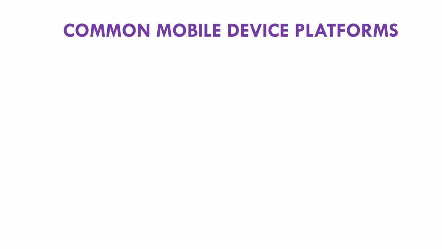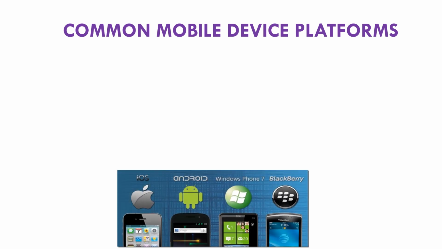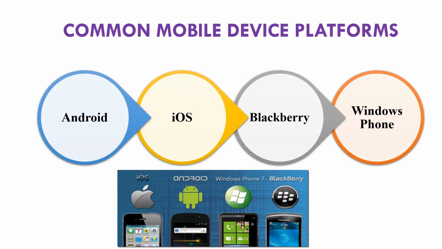So next we'll see some common mobile device platforms. Android, it is Linux based mobile operating system. iOS, Apple operating system developed for iPhone. BlackBerry, which is developed for BlackBerry smartphones. And Windows Phone. Windows Phone operating system is developed by Microsoft. So these are some common mobile device platforms.